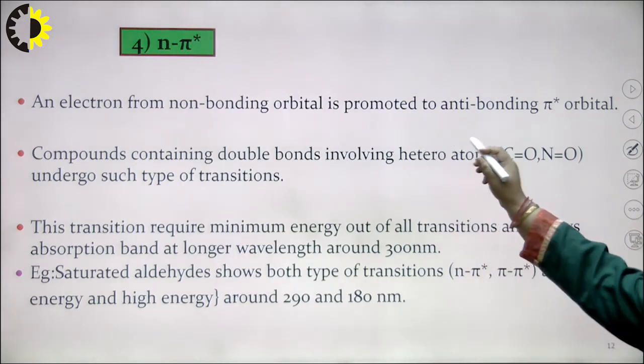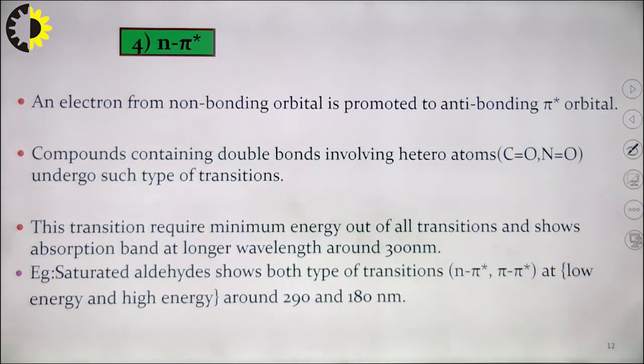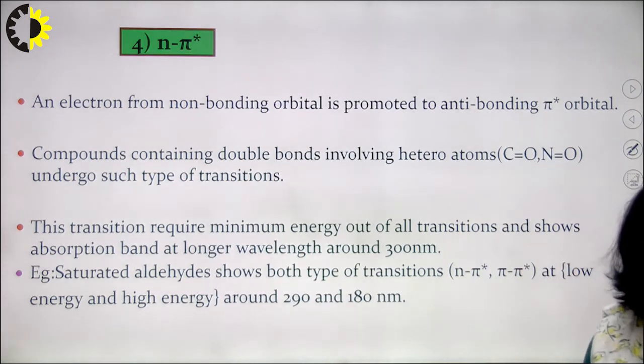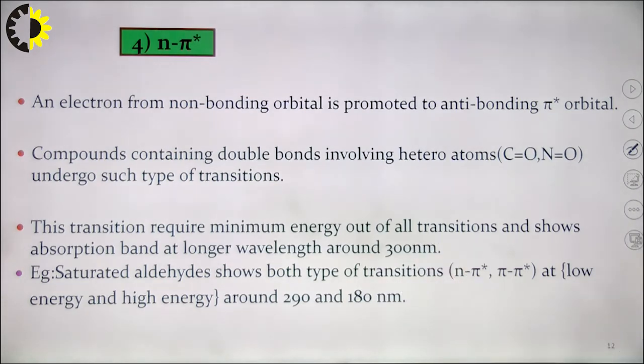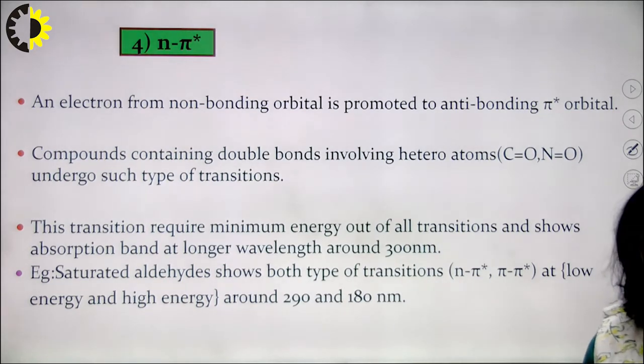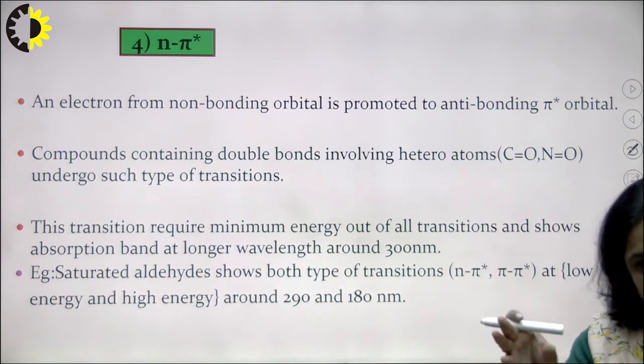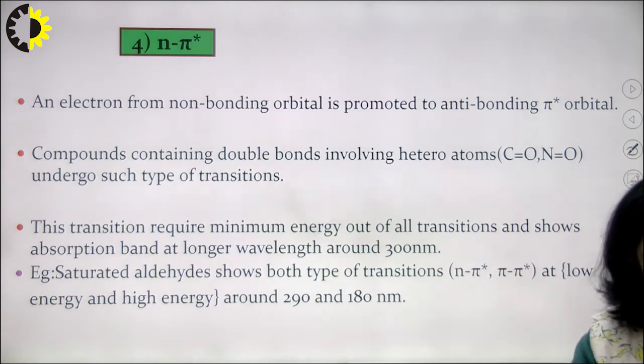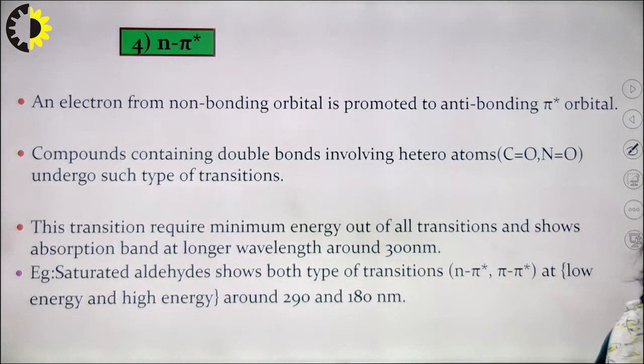So, an electron from a non-bonding orbital is promoted or excited to an antibonding pi star orbital, and this type of transition occurs where the double bond appears with a heteroatom, and this transition requires minimum energy. Minimum energy means highest wavelength, and if we compare 200, 400 and 800, the higher wavelength appears in the visible region. So, we can say this type of absorption occurs in the visible region.